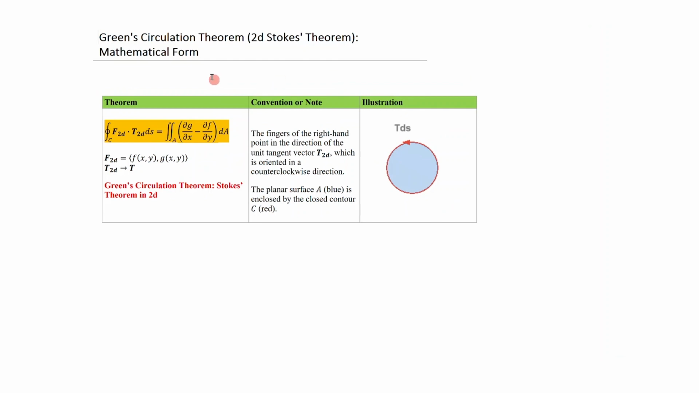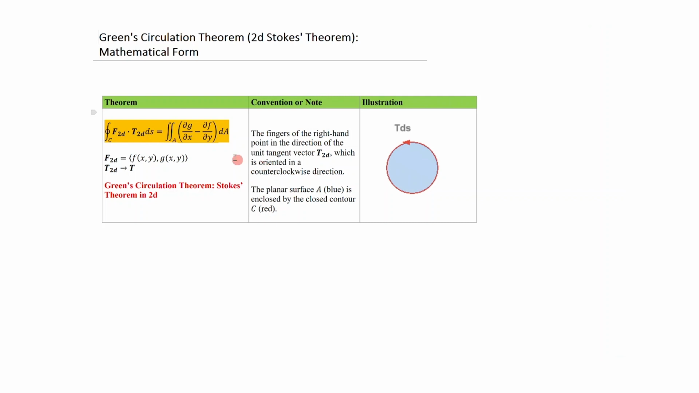All right, so we can also look at the 2D equivalent of Stokes' theorem, which we call Green's circulation theorem. In this case, we would be dealing with contours and areas. If we're going around the contour in a counterclockwise direction, we take the dot product between the tangent vector and the field.